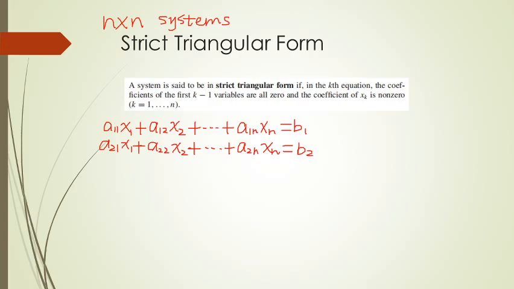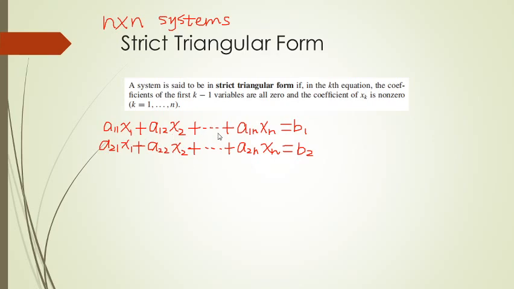Alright, let's continue with the strict triangular form to convert a more complicated n by n system into a much simpler and easy equivalent system. That is the purpose of the strict triangular form. Now let's write the n by n system first.